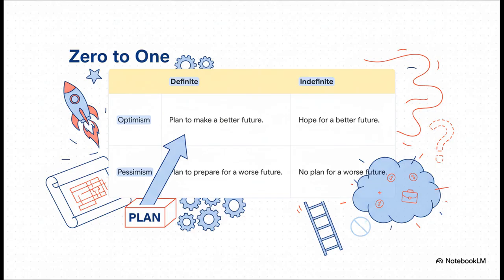Well, we hedge our bets. We go into finance or consulting instead of starting bold 20-year R&D projects. 0 to 1 companies, he says, can only be built by definite optimists, people with a bold vision and a real plan to make it happen.